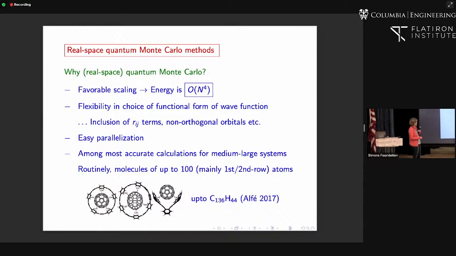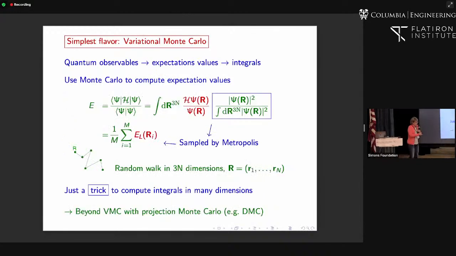On the other hand, if you look in the literature, what you will find is mostly total energy, and often in the ground state. There is not much out there in QMC for excited states. So now, just for people who are not familiar, I will only explain the simplest flavor of quantum Monte Carlo, namely variational Monte Carlo.